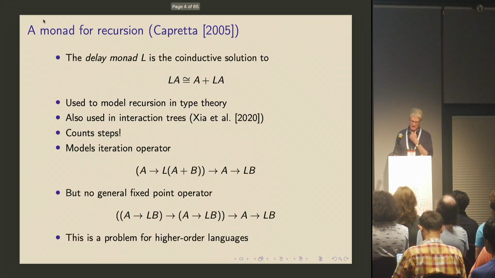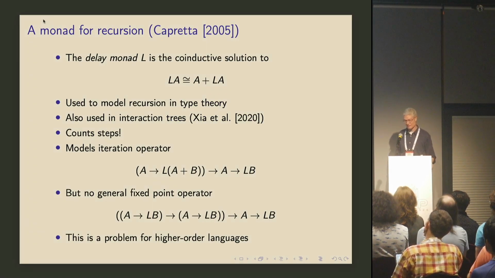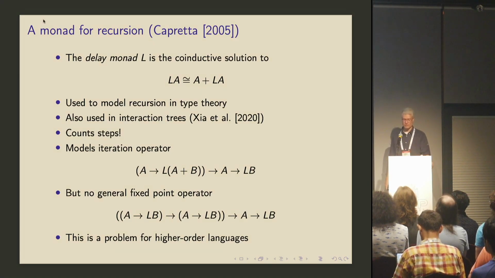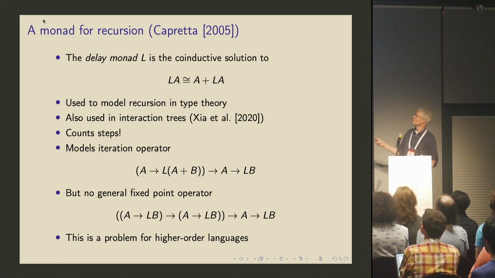Okay, so let's look at a different way of modeling recursion. And here's a monad for recursion. I think Venanzio Capretta was the first one to study this. It's called the delay monad, and it's the coinductive solution to this type equation up here. So it says essentially that in this monad, a computation is either a value of type A, or it's a computation that can run for at least one more step. So you could go twice on this side and then here, and that would be a computation that takes two steps and then returns a value. Or you could go infinitely often here, and that would be a diverging computation.